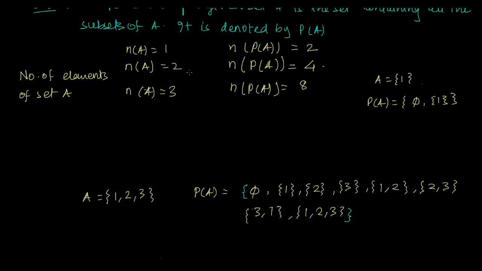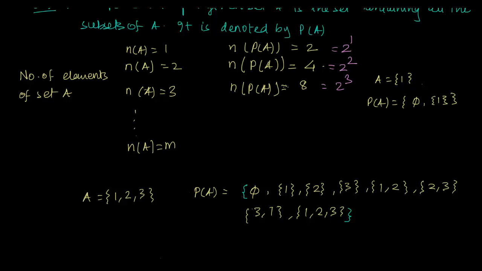Now there seems to be some order. Let's try to find that order. What happens if n(A) is equal to m? There are m number of elements. How are they related? Okay, this seems to be what? This seems to be 2 is 2 to the power 1. This is 2 to the power 2. This is 2 to the power 3.